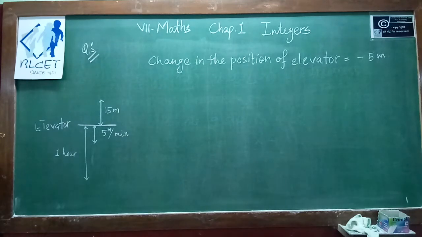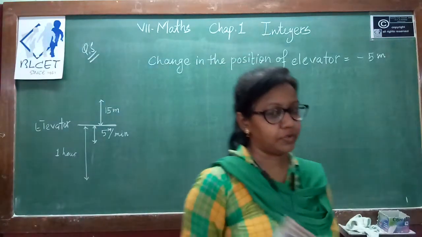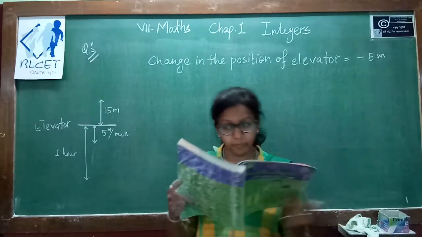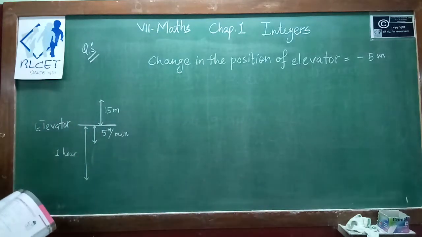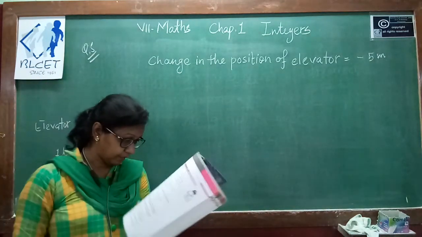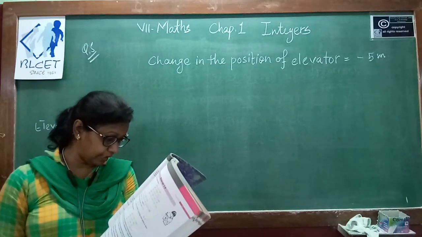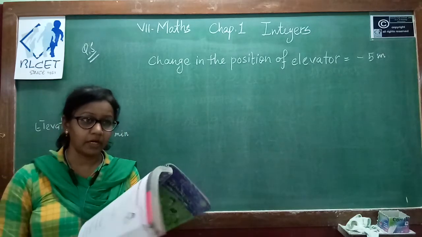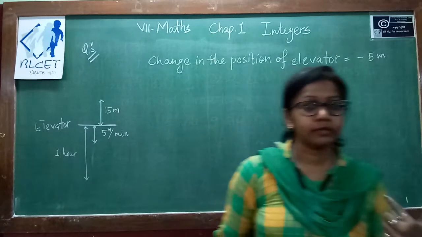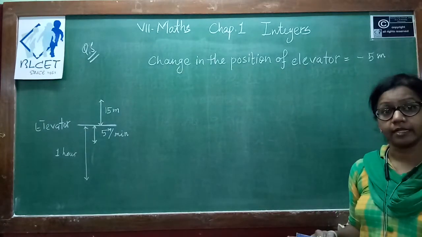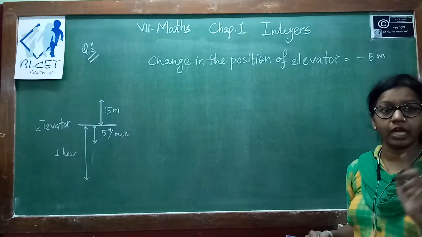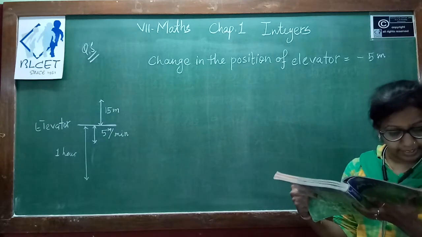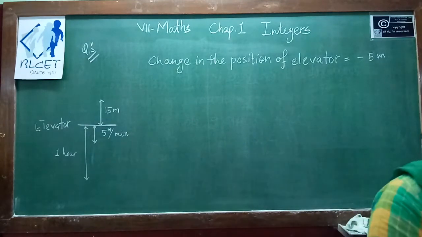See the question number 5. Students, understand the question first. Suppose we represent the distance above the ground by a positive integer and below the ground by a negative integer. Then answer the following. First question: an elevator descends into a mine shaft at the rate of 5 meter per minute, meaning the traveling capacity of that elevator is 5 meter per minute. So within 1 minute it can cover 5 meter distance. What will be its position after 1 hour?